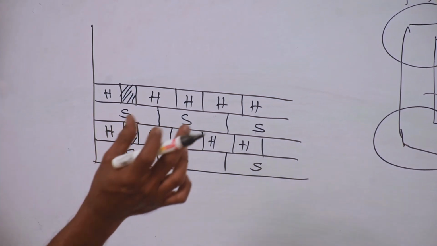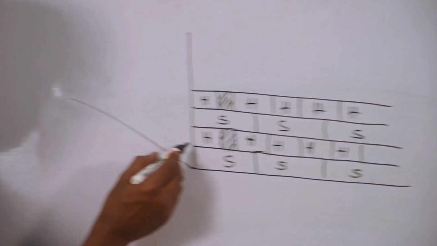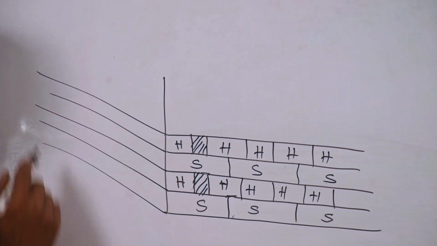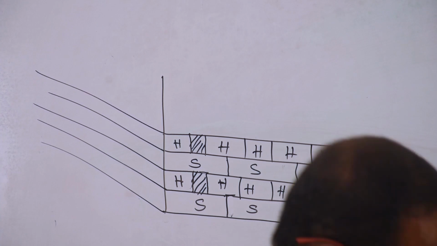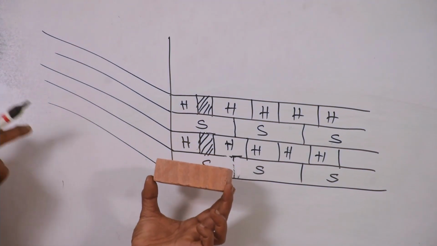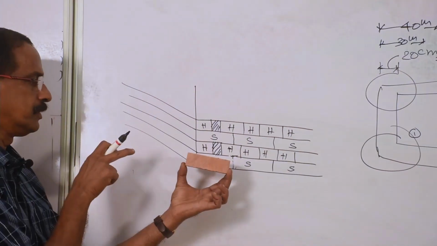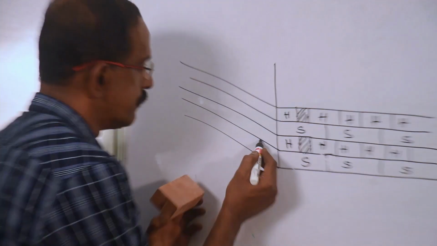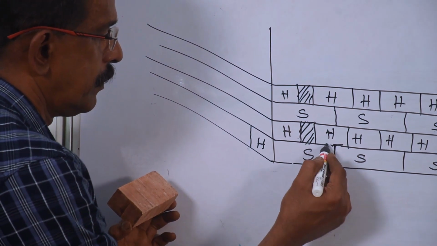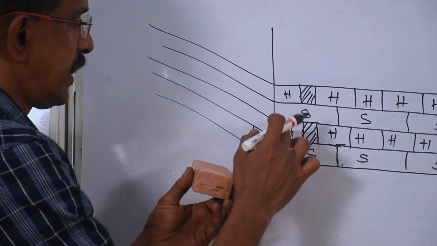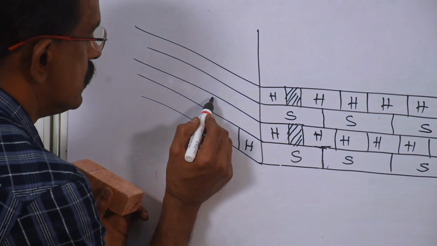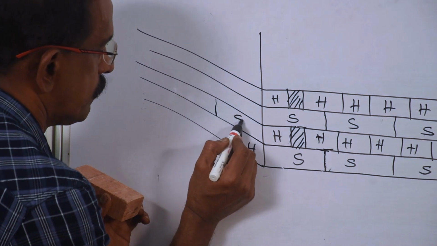This is the front view elevation, now the side. If this is a stretcher, if you look from the other side, which face will be visible? The header face will be visible. So header. Here header. Since the second layer is header in front, if you look from the side, you will be able to see this face, that is stretcher.